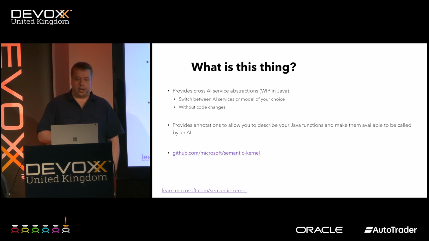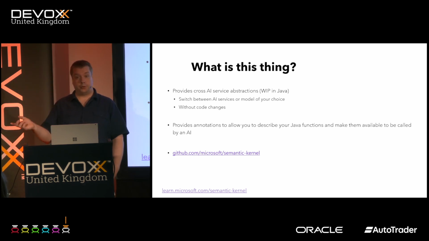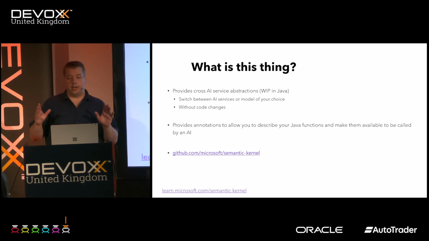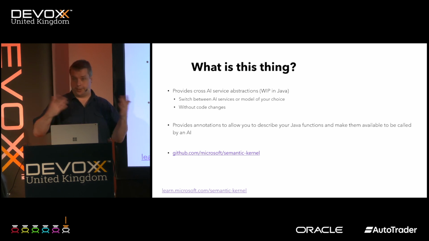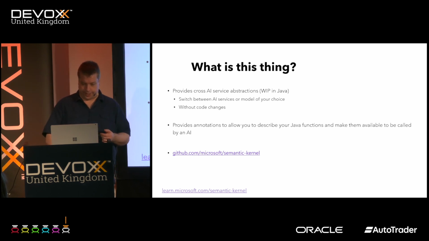We also provide an annotation framework. As I said previously, the AI is able to call into your Java application and invoke Java functions, and we provide an annotation framework that allows you to describe your Java functions to the AI, so it can then figure out if it needs to invoke them. Again, I've got some examples of that later. And then I've got the link to the GitHub project there.